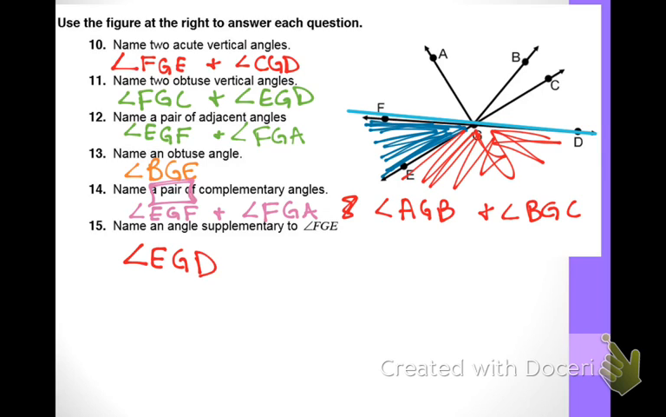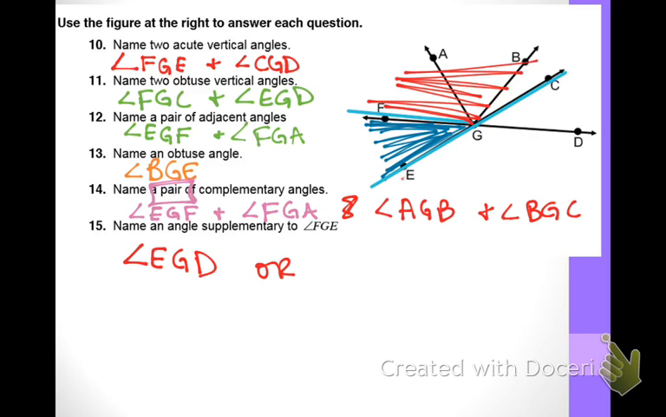EGD. There's also another answer to this. FGC. Exactly. If I highlighted the other straight line, okay, if you can see it, I know it's light blue. The other angle you could have named is indeed FGC. Angle FG. Sorry, it's not really colored over. C.